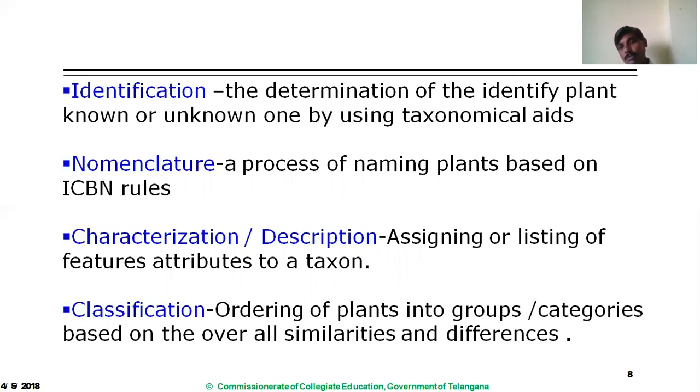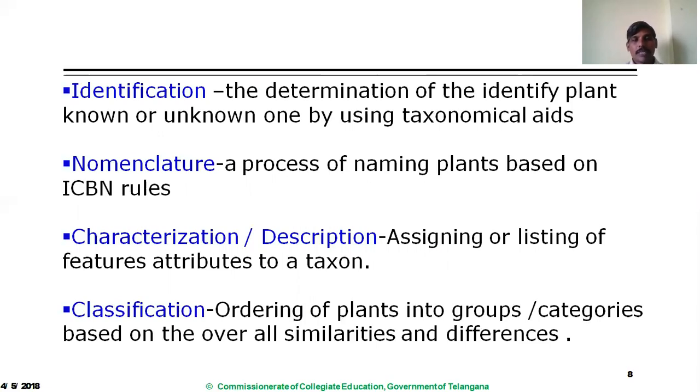After completion of the first process, go for the second one, nomenclature. You have to assign a proper, correct scientific name to the plant, which is called nomenclature. You have to assign a correct scientific name to the identified plant. That nomenclature process is done on the basis of ICBN rules. ICBN rules frame rules and regulations for each and every aspect in taxonomy. As per nomenclature, you have to follow ICBN rules definitely.